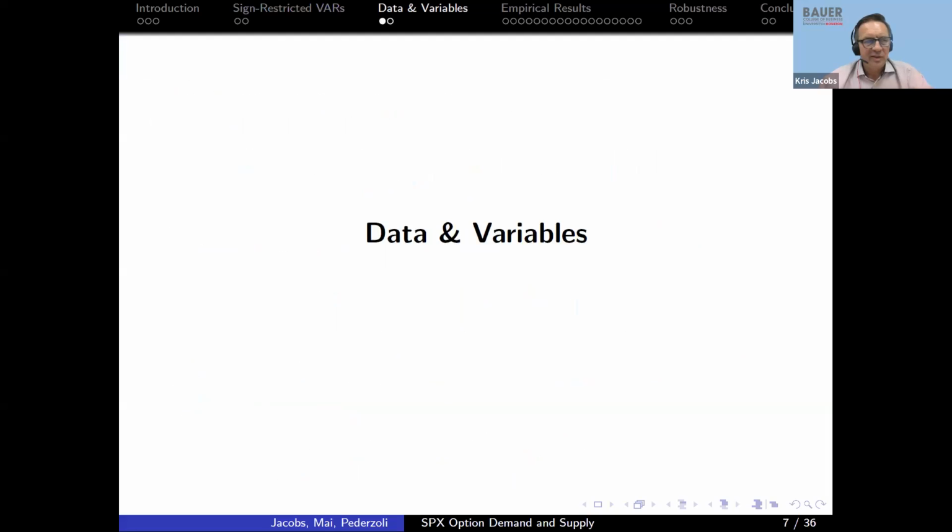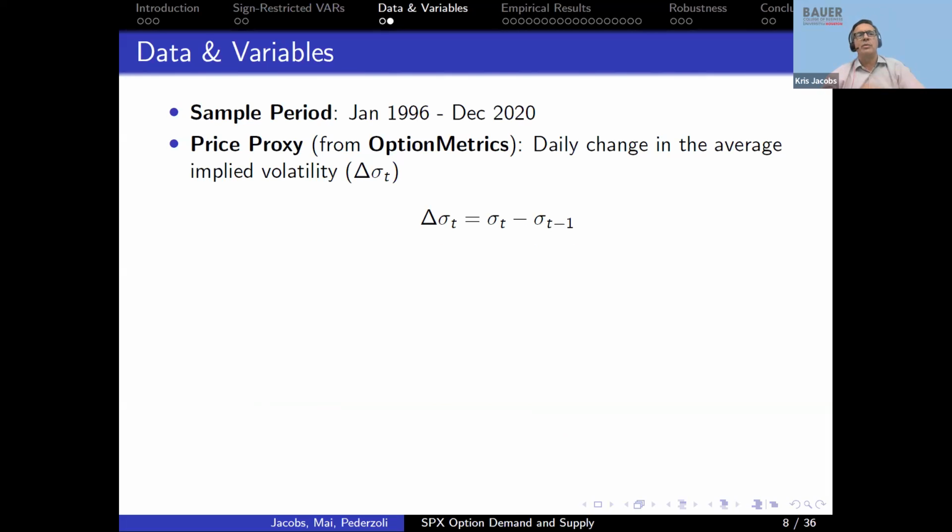All right. So let me briefly talk about the data, and that also maybe addresses some questions that other people might have about the role of the market maker in this whole analysis. We're going to use data from 1996 to 2020. These are daily data. Many of the pictures I'm going to show you are aggregated up to monthly, just to make it visually easier to look at. And here's one of the questions that we sometimes get. Our price proxy is simply going to be the daily change in the average implied volatility. I know that you could use other price proxies.